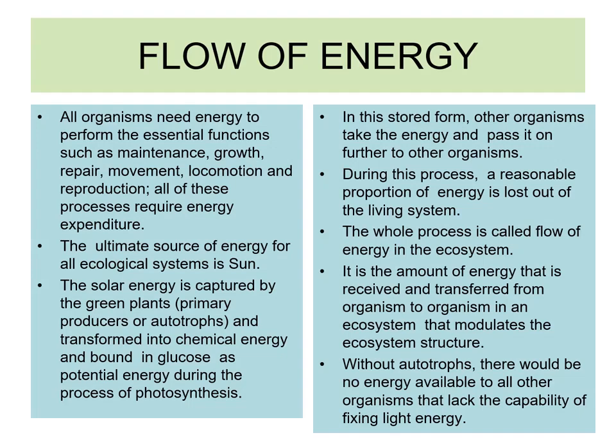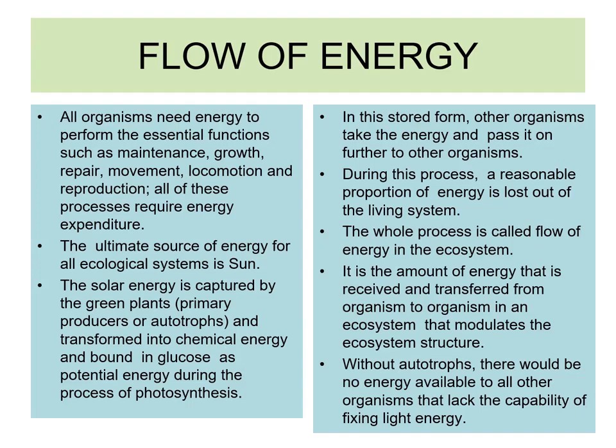The solar energy is captured by the green plants, that is the primary producers or the autotrophs, and transformed into chemical energy and stored in glucose as potential energy during the process of photosynthesis. In this, they store the energy, and the other organisms take the energy and pass it further to other organisms in the form of food.